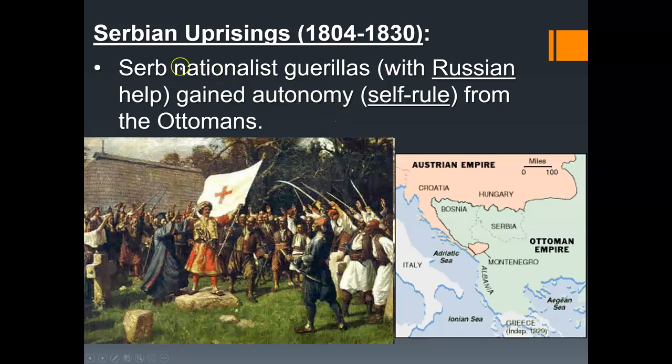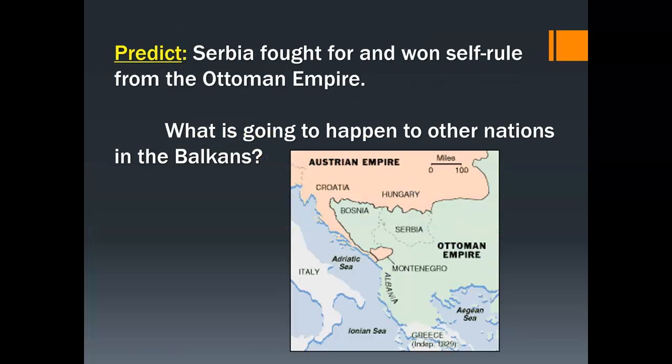Again, the motivation here was nationalism. We are a different people. Let's rise up and get our land back. And nationalism also plays a role in why the Russians helped. Russians and Serbs are part of a larger ethnic group we call Slavic people. So Russians helped Serbs out of a feeling of nationalism. So if Serbia has risen up and won self-rule, the lesson, of course, for other people down in the Balkans is to do the same, to rise up.